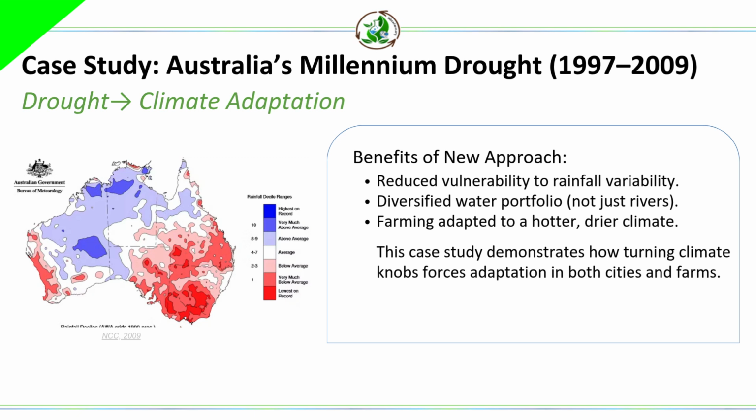This case study shows how turning climate knobs, like drought, heat, and rainfall changes, forces both cities and farms to adapt and plan for a changing climate.